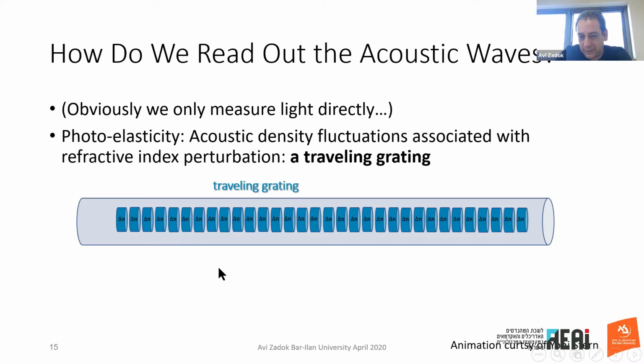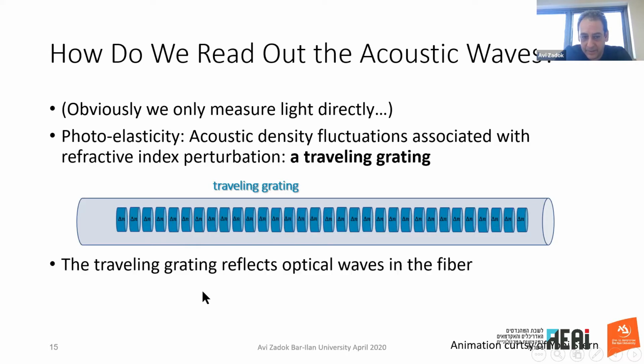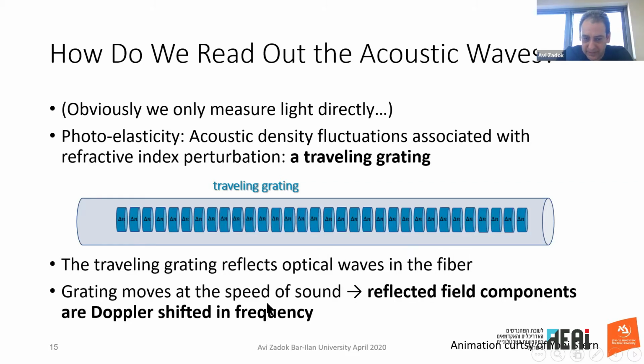And what gratings do is scatter light. Therefore, once this acoustic grating, if you will, exists in a fiber, part of the light in this fiber will be affected, will be reflected and scattered away. And this is how we make measurements in Brillouin sensors.